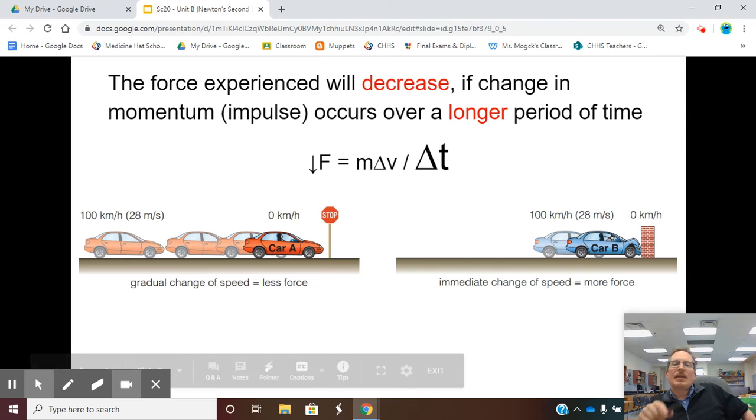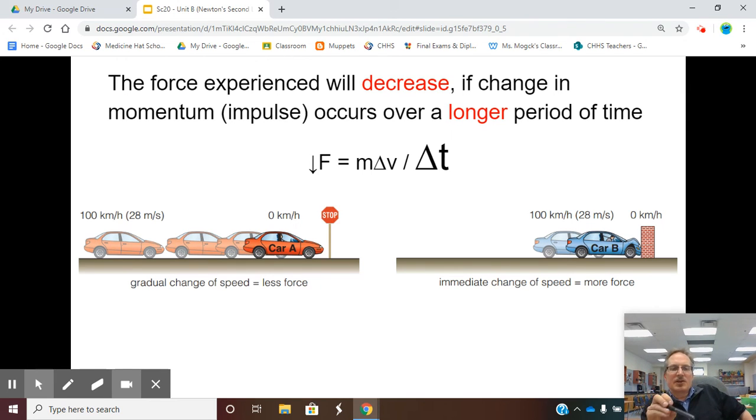Now, in our driving example here, we have two scenarios. In the first, car A has time. They're both traveling 100 kilometers per hour, but they have time to slow down to stop. In the second example, he's traveling at 100 kilometers per hour and he has no time to slow down to stop. So it's not a gradual stop. He runs into a brick wall. So the force experienced will decrease if change in momentum occurs over a longer period of time. The longer this period of time is to slow down, the smaller the force experienced is going to be.